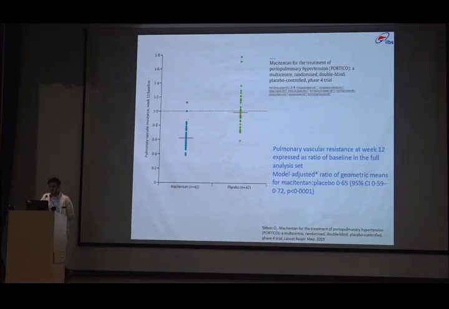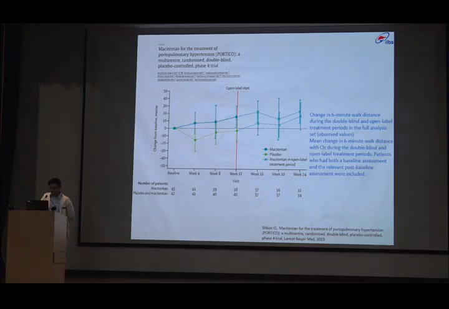For the macitentan trial, the PORTICO trial, pulmonary vascular resistance at week 12 expressed as a ratio of baseline in the full analysis set. So we can see that with macitentan as compared to placebo, there was a significant proportional reduction in pulmonary vascular resistance.